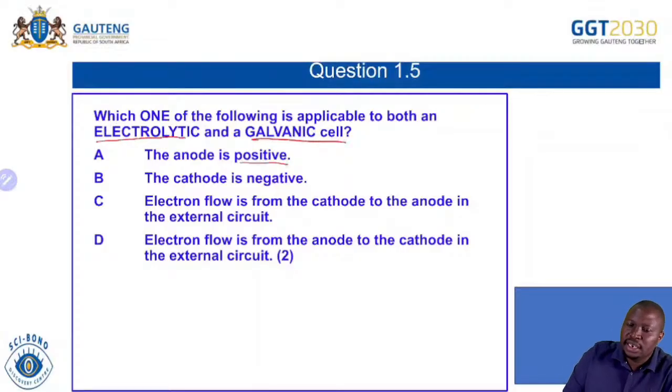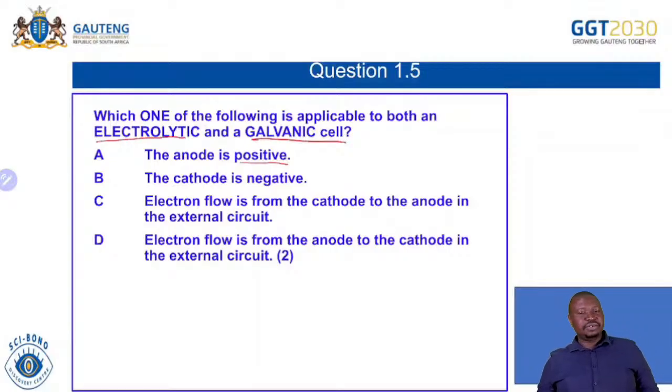You know that in an electrolytic cell, the anode is positive. In a galvanic cell, the anode is negative. So it doesn't apply to both of them. So option A is not a correct answer. Cathode is negative? The same applies.